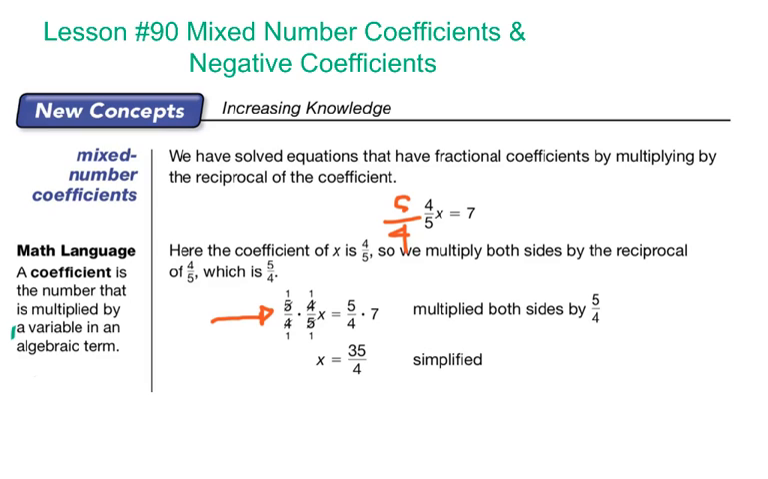And in this case, the reciprocal is 5/4. So we multiply by 5/4 on one side, and if we do it to one side, we do it to the other side. So here we have, again, 5/4 multiplied to this other side. 5/4 times 7 gives us 35/4. So we've multiplied by the reciprocal of our coefficient to solve for x. That's what we're going to do today. But we've already been doing this for a while. We're going to add mixed numbers and negative numbers to it.